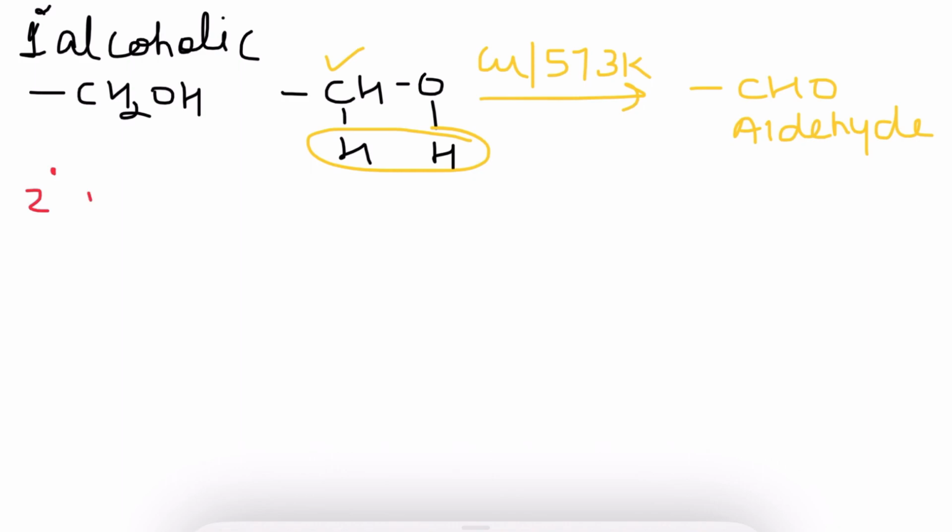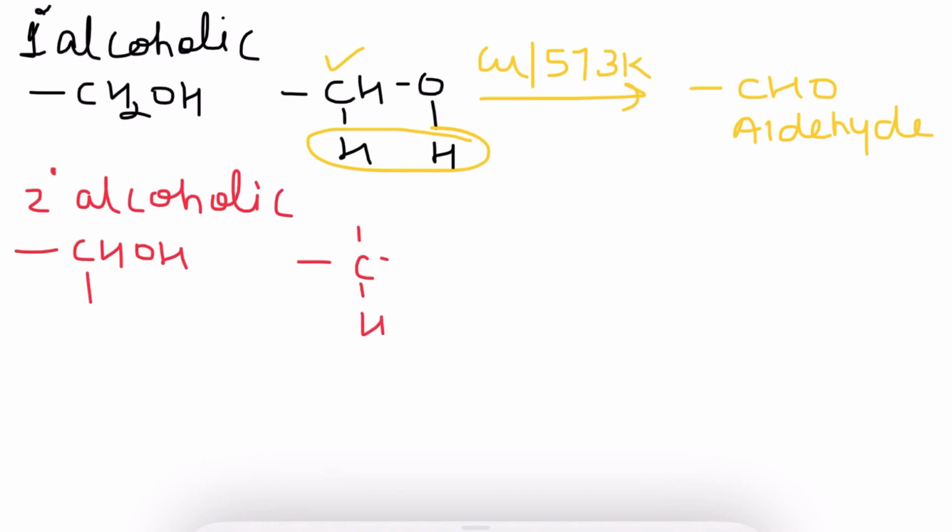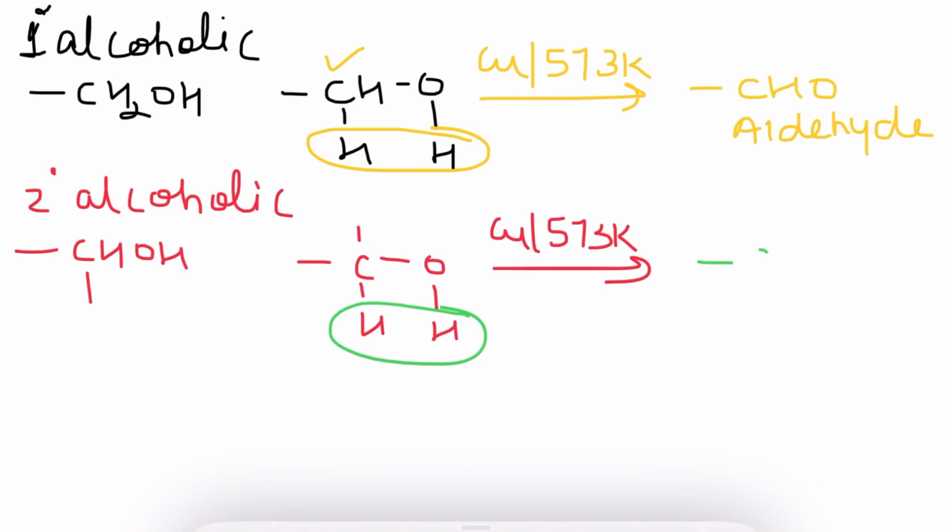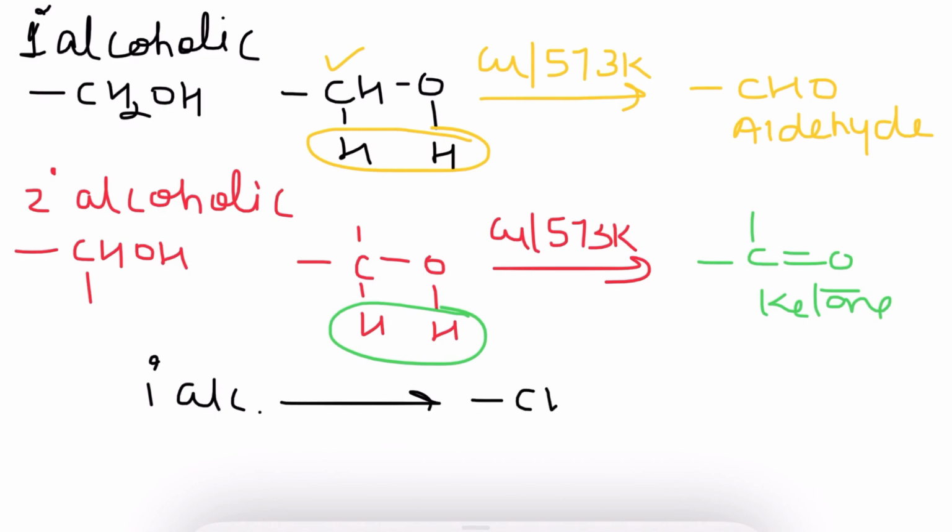Let's take an example of a secondary alcoholic group. Secondary alcoholic group functionality is CHOH. We can also write it this way. So with copper at 573 Kelvin, this part undergoes dehydrogenation, removal of hydrogen, which results in the formation of ketone here. So in a nutshell, primary alcohol on dehydrogenation produces aldehyde, whereas a secondary alcoholic group on dehydrogenation produces ketone.